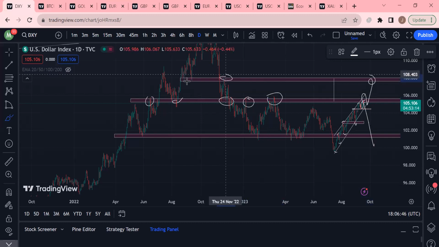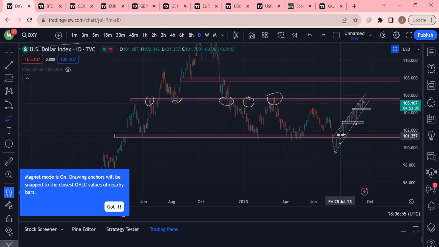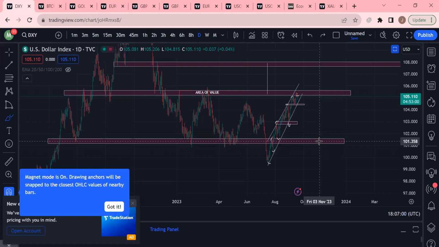Also have a resistance here, we have a resistance here. So are we going to come back to these areas? That's where you should be taking your trades from. So if you've not taken a trade from here as a swing trader or a position trader, you're supposed to wait for anything that happens for the market to give you signs to know what you're doing.